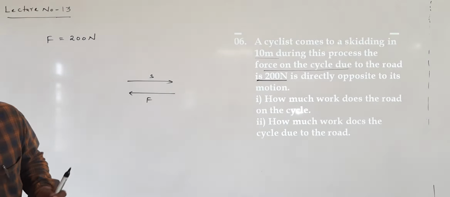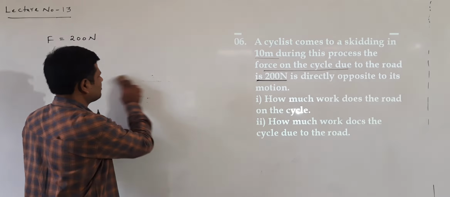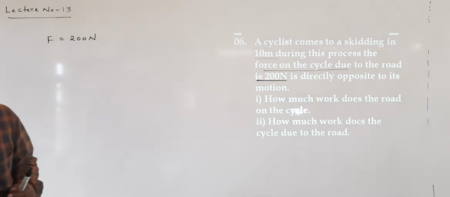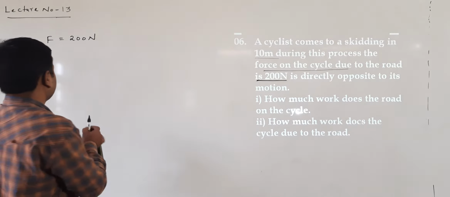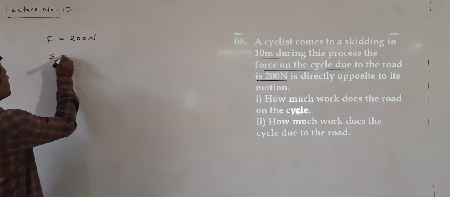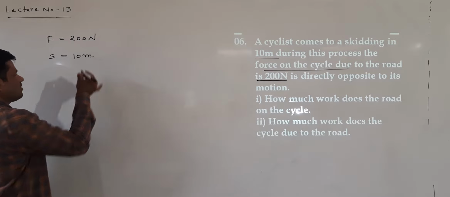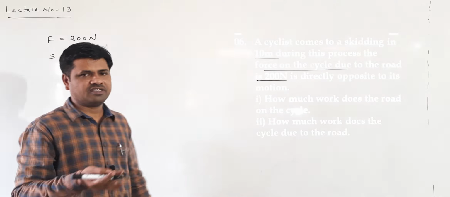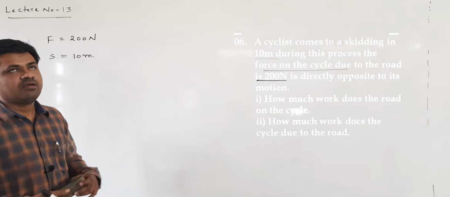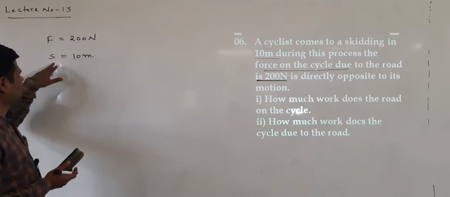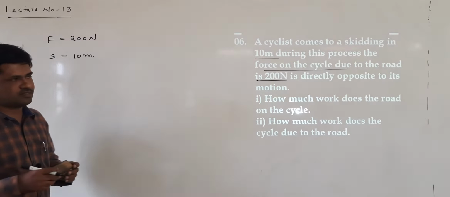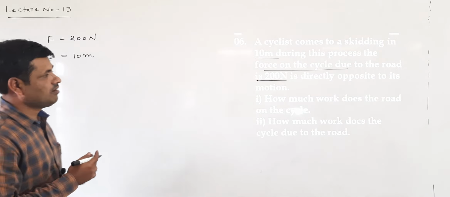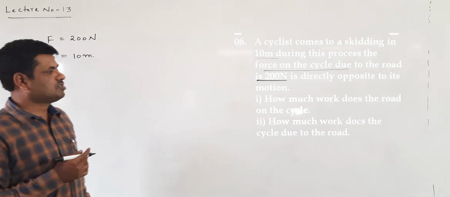Force is given and displacement is also given here. The displacement is given in meters; I am considering S is equal to 10 meters. This is the distance, the magnitude of the displacement we are considering. That is, magnitude of the displacement S is equal to 10 meters. Now that is given here. Now this force is directly opposite to its motion.